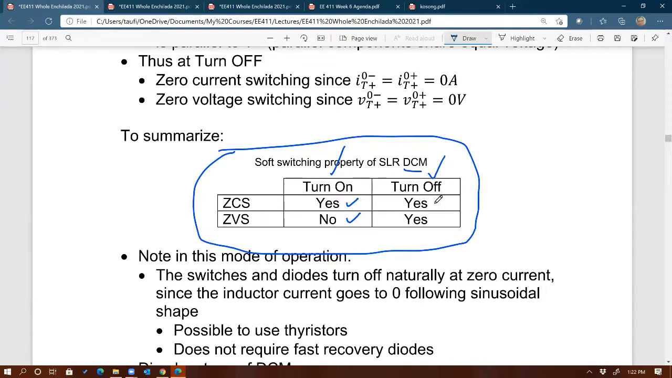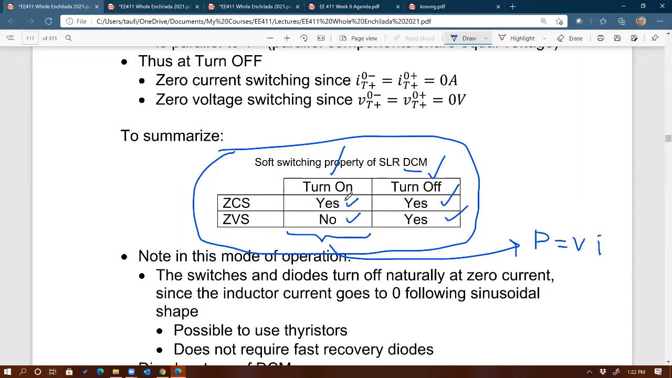For turn off, it looks like for DCM mode, ZCS is yes at turn off, ZVS is a yes at turn off as well. And of course, ideally or theoretically speaking, you just need one yes on each column. If you look at the turn on column right there, you just need one yes to give you zero switching loss, because remember, switching loss is equal to V times I, voltage and current when the switch is switching.